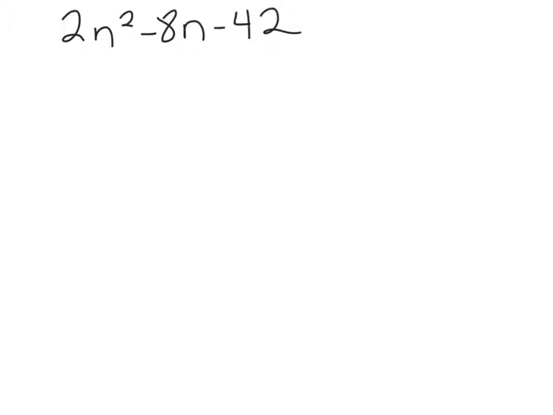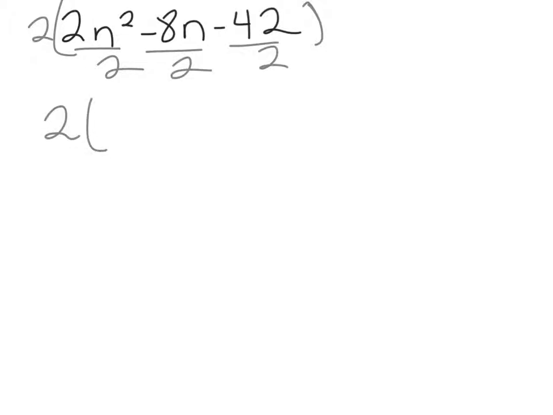Anytime we're factoring, the first thing we want to do is look for greatest common factor. And in this case, everything is divisible by 2. So we will divide each of them by 2. That gives you n squared minus 4n minus 21. Now this 2 is going to remain part of your answer.